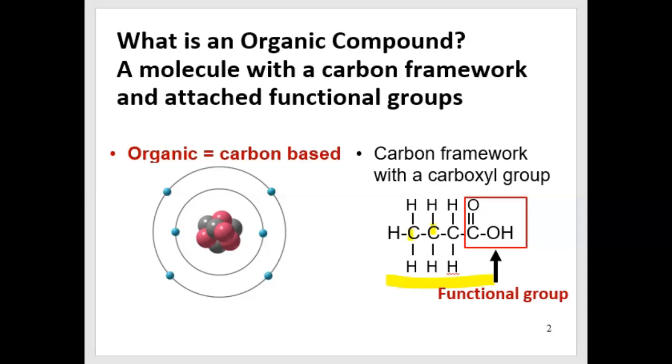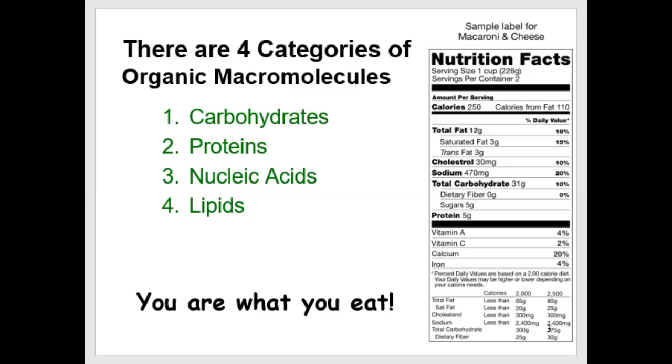So here we've got a three carbon framework with added to it many hydrogens, which is typical of any organic compound, and a functional group. And this particular functional group is called a carboxyl group. I don't expect you to understand that yet or recognize it, but we will get to it. So any organic compound contains a framework of carbons with a functional group attached, or maybe more than one functional group. Now there are four main types or categories of organic molecules found in the body.